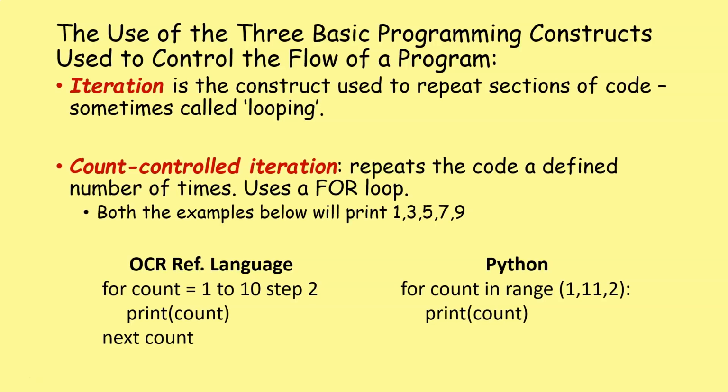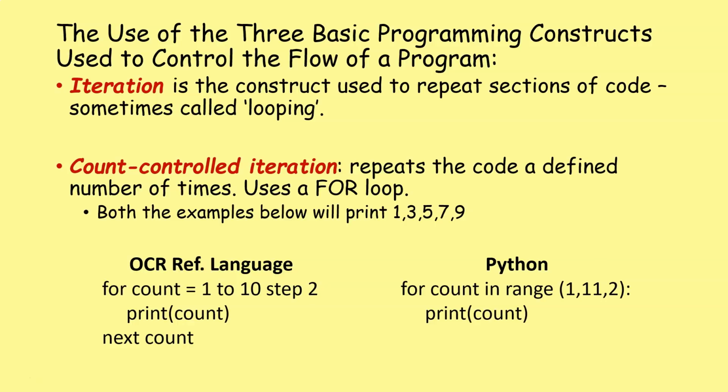Here are two examples, one in OCR reference language, one in Python. Both of these will print the same. They will output 1, 3, 5, 7, and 9. In OCR reference language, we would do this as for count equals 1 to 10, step 2, print count, next count.